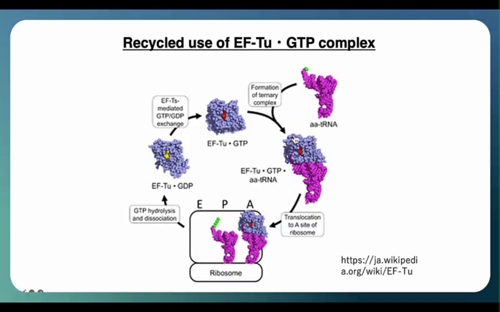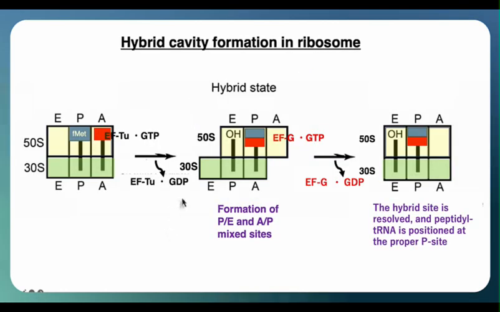The EF-Tu GTP complex is responsible for bringing aminoacyl transfer RNA to the A site. After delivering the amino acid and detaching from the ribosome, the EF-Tu GDP complex is converted back to EF-Tu GTP for reuse. This figure shows the ribosome in a state where the large subunit has shifted 3 bases in the 3' direction simultaneously with amino acid transfer.